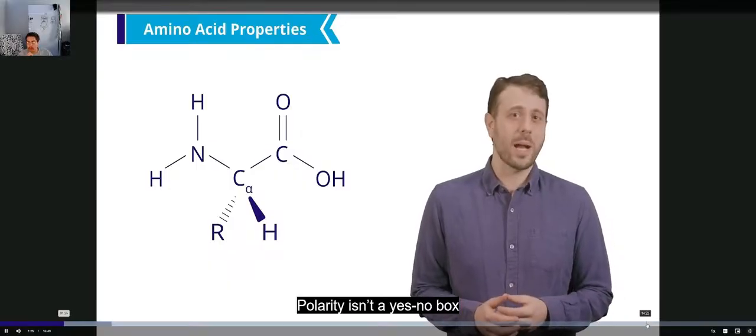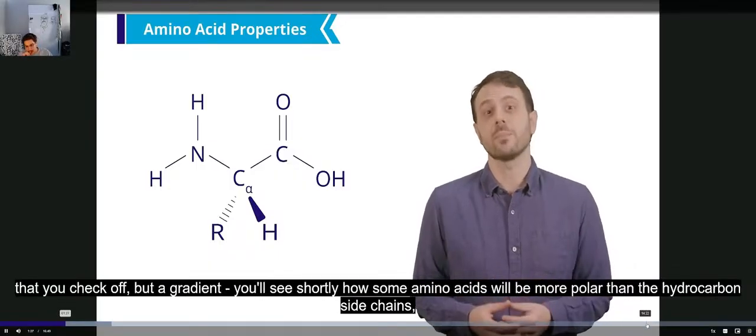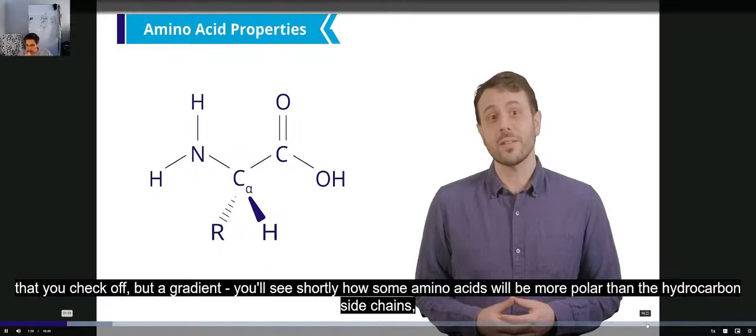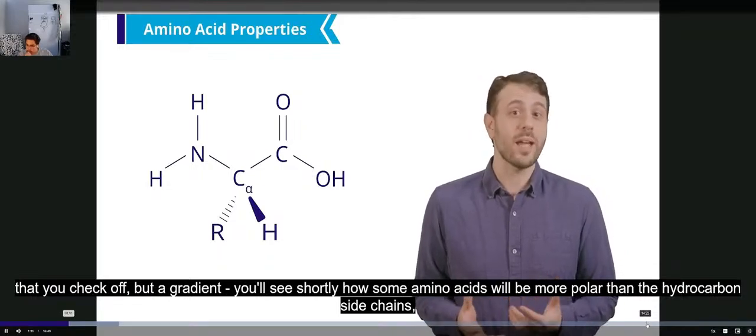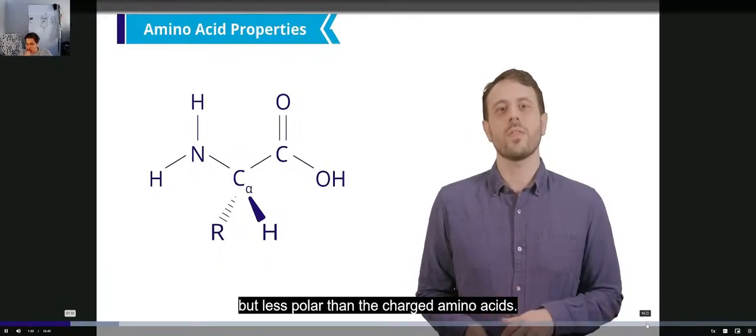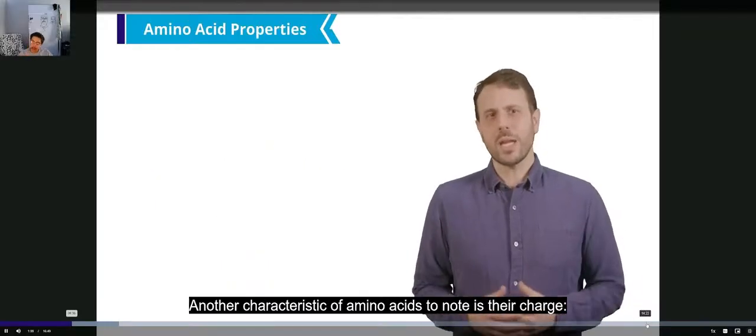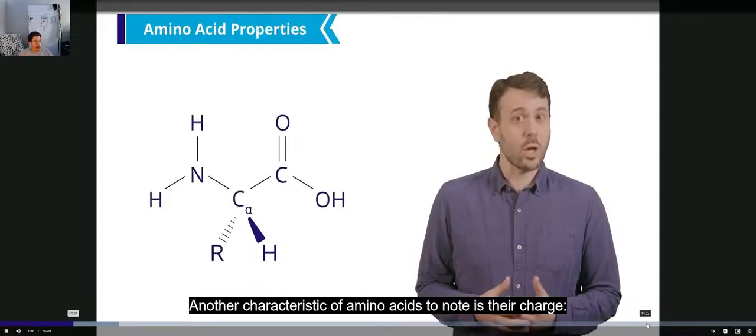Polarity isn't a yes-no box that you check off, but a gradient. You'll see shortly how some amino acids will be more polar than the hydrocarbon side chains, but less polar than the charged amino acids. Another characteristic of amino acids to note is their charge.